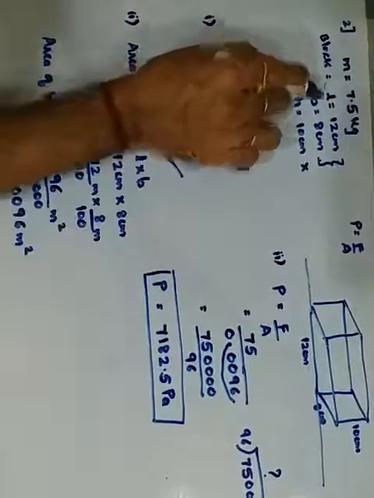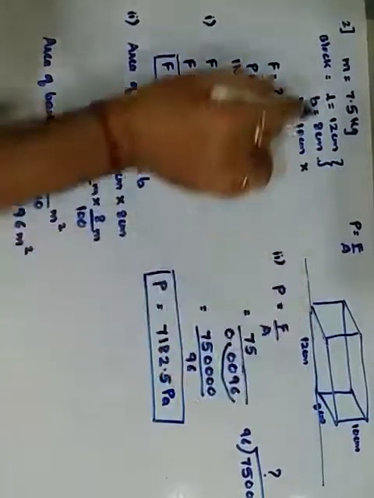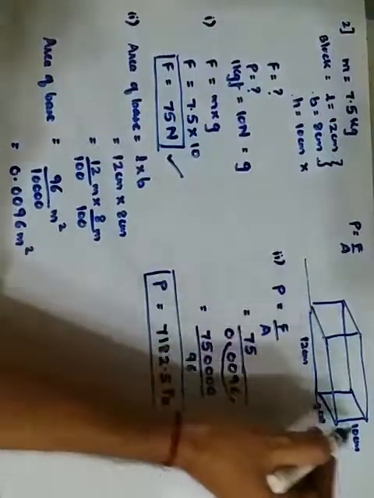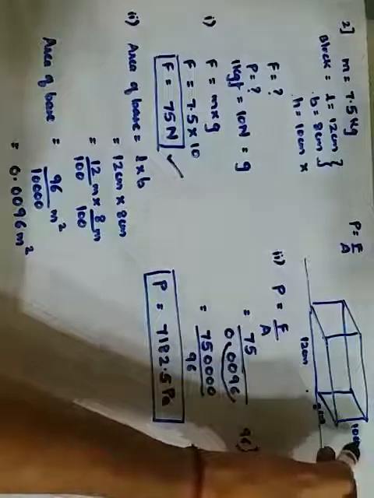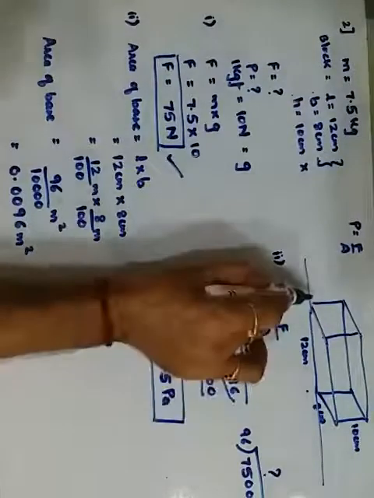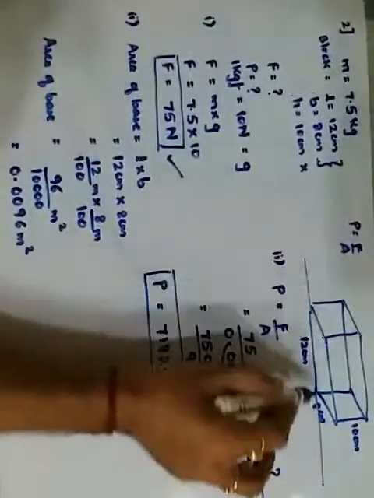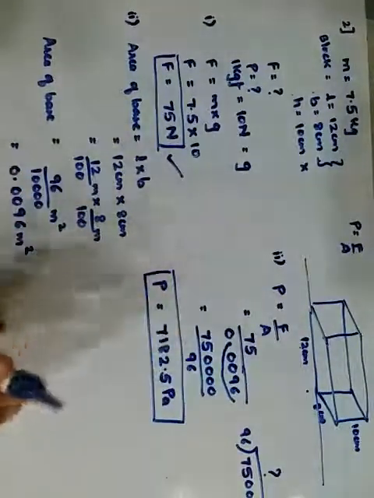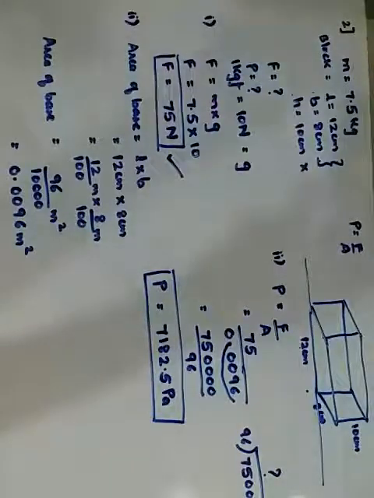They can twist the question. They can say that the block was placed on the face B and H, meaning it was placed upside down, so the 8 and 10 were kept at the bottom, and then the area will be 80. Accordingly the numbers will change. Getting it? Since they have specified it is kept on a base with length 12 and breadth 8, that's why we have used this 12 and 8. Got it? Okay.